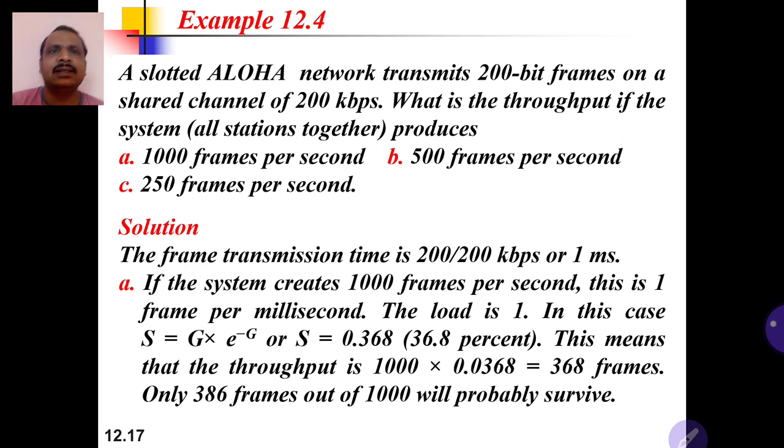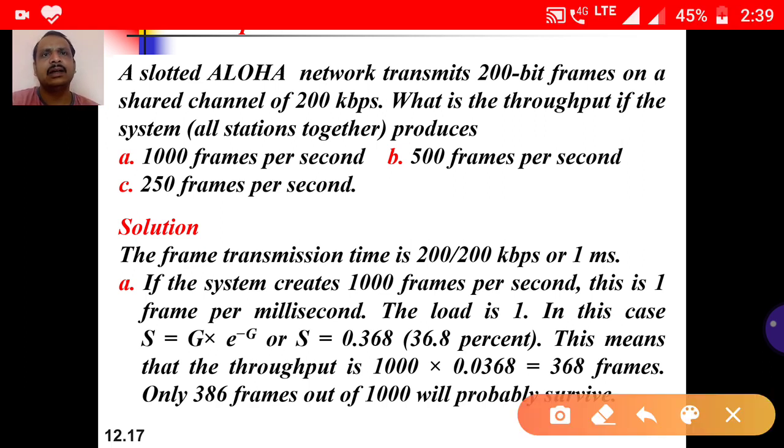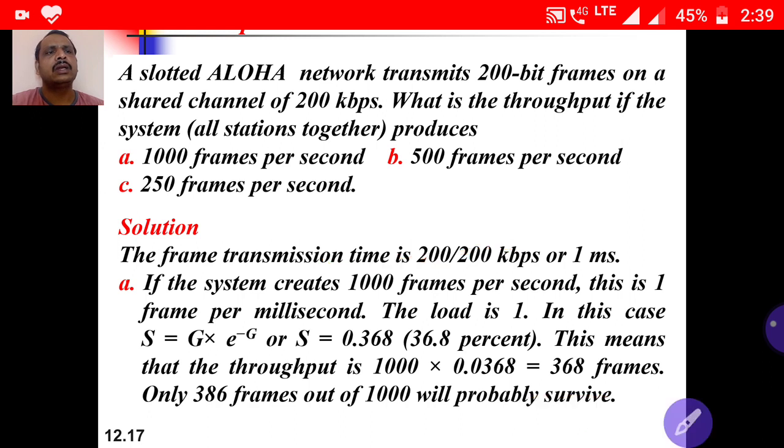The first thing we can calculate is the TFR, the frame transmission period. How can you calculate the frame transmission period? It is calculated from how many bits are in a frame and what the speed of transmission is. A 200 bit frame transmitted at 200 kbps gives 1 millisecond as the frame transmission period. Now we can calculate the throughput of the system. If the system creates 1000 frames per second, then how many frames are produced in 1 millisecond? One frame in 1 millisecond. Then G is equal to 1, the load is equal to 1.